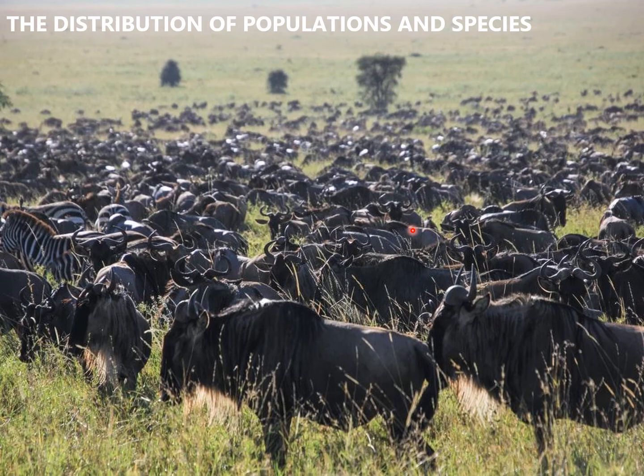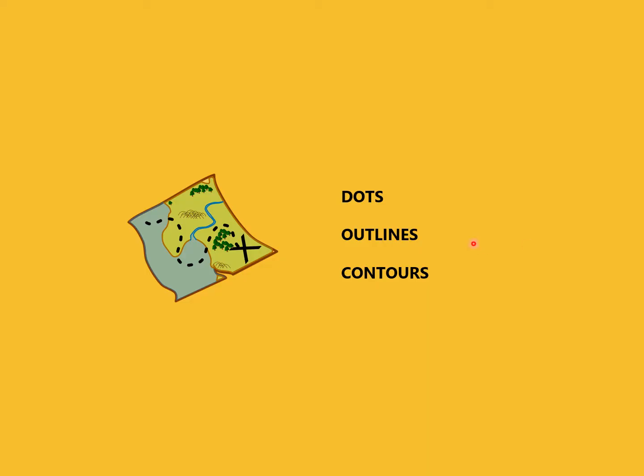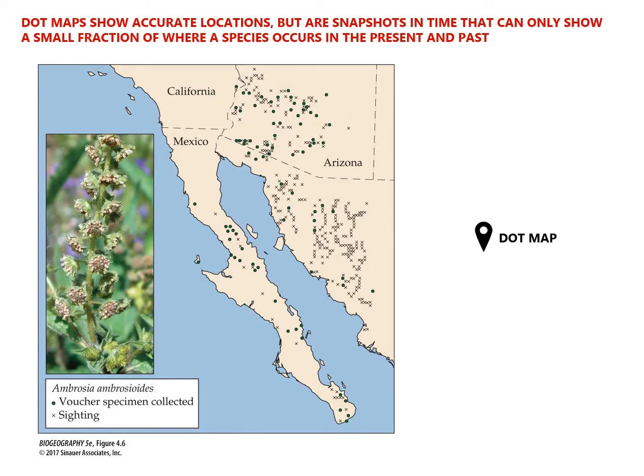Okay, so let's keep moving and move on from individuals and start talking about populations and species. There's a couple different things I want to introduce here. We're going to look at, well, probably throughout this entire course, different types of maps, different types of range maps. And I think it's worth introducing what they are and what they're showing. So we have dot maps, and we have outline maps, and we have contour maps.